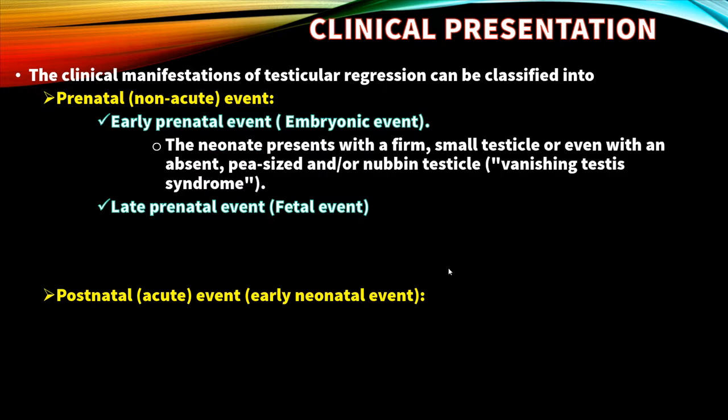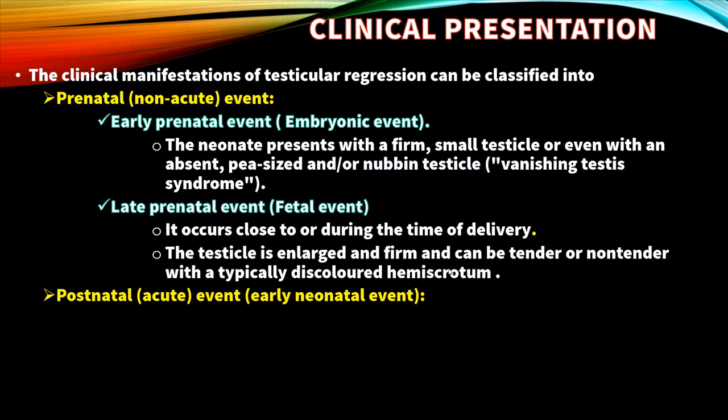Early prenatal event. In early prenatal event, the neonate presents with a firm small testicle or even with an absent pea-sized and/or nubbin testicle. Vanishing testis syndrome. Late prenatal event, it is a fetal event. It occurs close to or during the time of delivery. The testicle is enlarged and firm and can be tender or non-tender, with a typically discolored hemiscrotum.